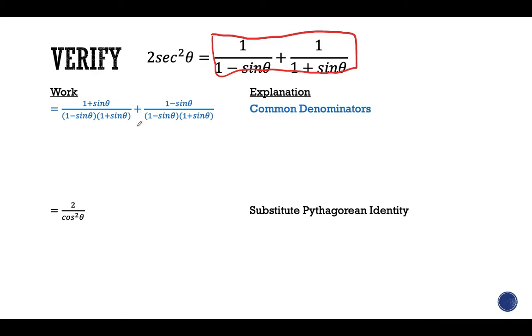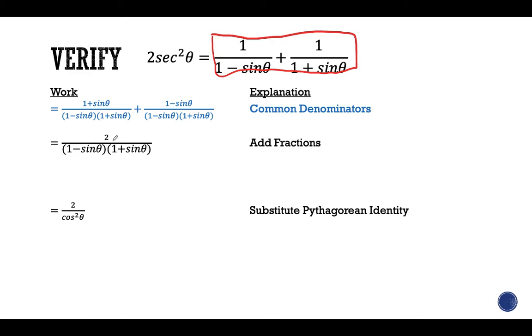So we might look at that and go, okay, well, the whole point of getting common denominators was to go ahead and add these two together. So let's go ahead and do that, all right? So if I add those fractions together, the sine thetas cancel each other out, and the 1 plus the 1 gives me 2.